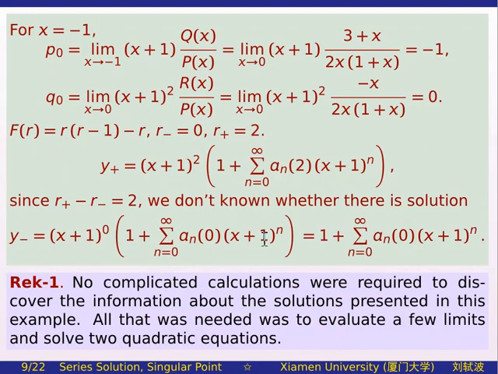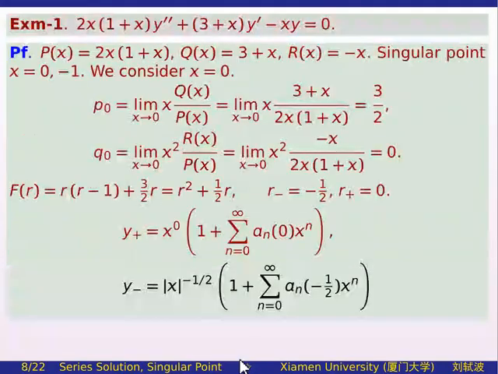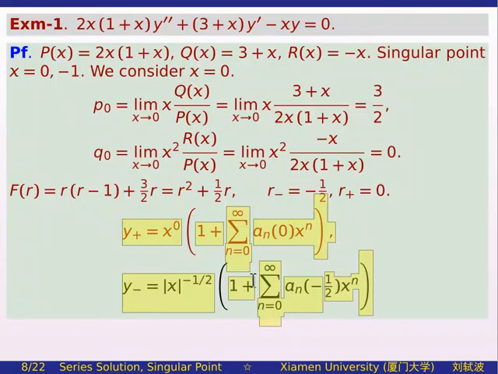Our remark is that if we only want to find some qualitative behavior of the solution near a singularity, we don't need to solve the equation explicitly. That is to say, for the singularity x equal to 0, we can obtain the precise form of the solutions, but we don't need to determine the coefficients in the power series that appear in these solutions.